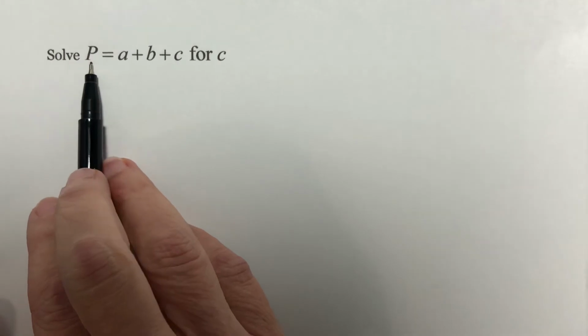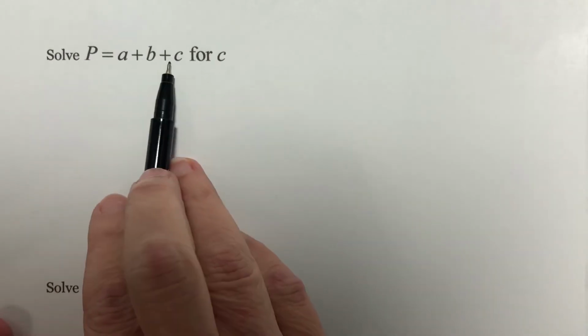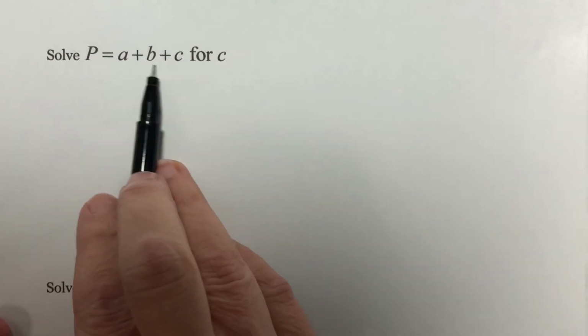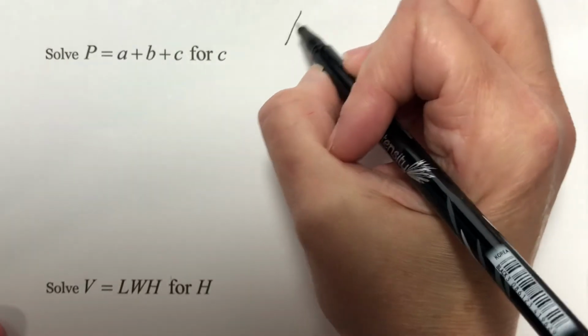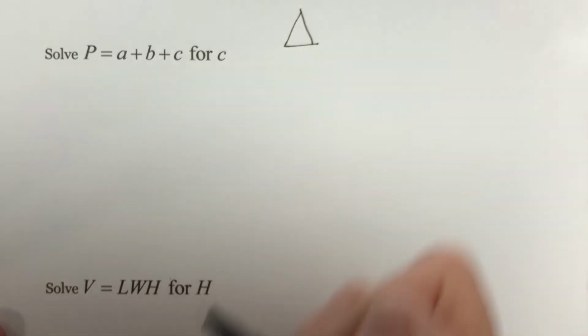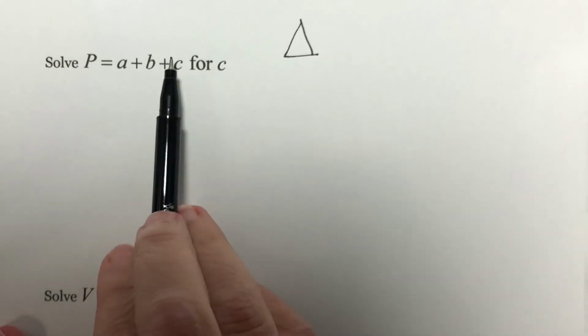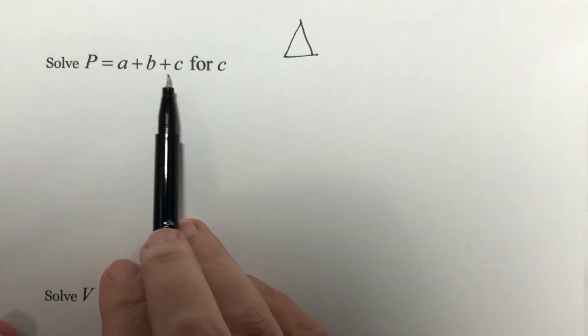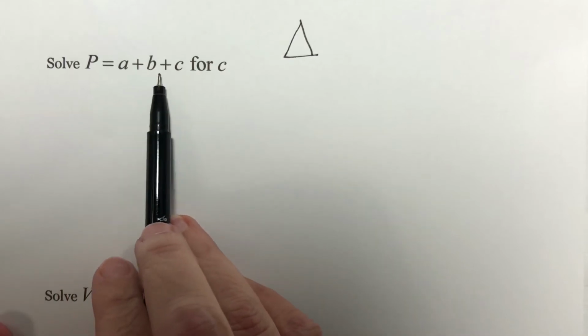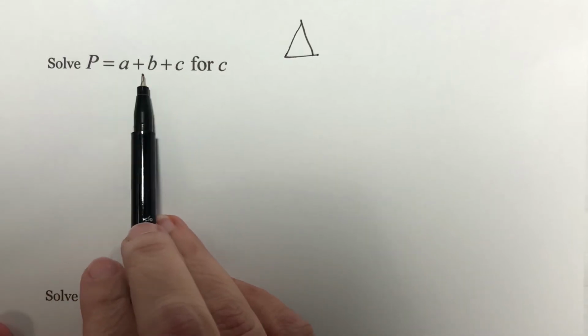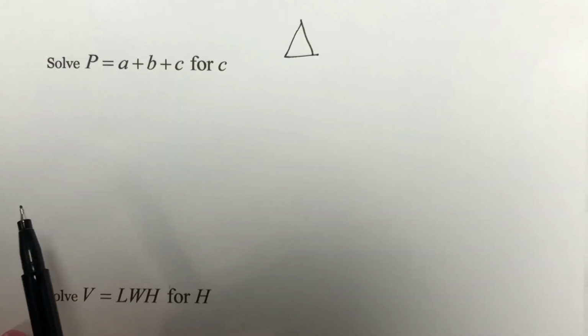All right, so solve this formula for C. This happens to be the perimeter for a triangle, and it's kind of a useless formula because the definition of a perimeter is to add up all the sides, and this says to add up all the sides. Basically, I want to get C by itself. You ask yourself, what would I do if these two things were numbers? Well, I'd add them together if I could, but I can't.